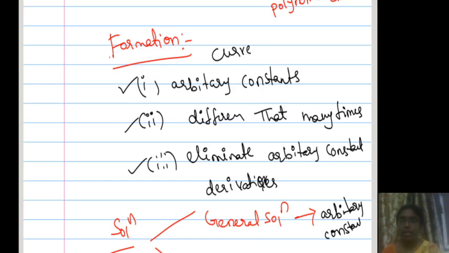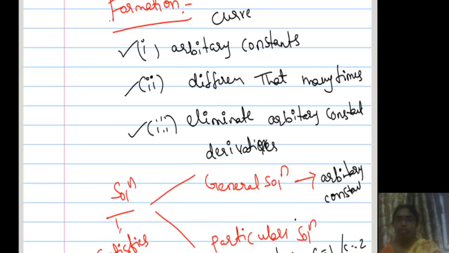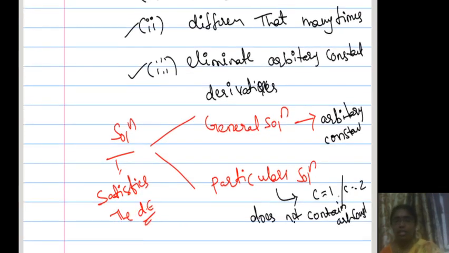If you give some particular values to the arbitrary constant in the general solution, you obtain a particular solution. A particular solution does not contain an arbitrary constant. For the arbitrary constants, we are giving some particular values. That's why I call it a particular solution. It is obtained from the general solution by substituting particular values for the arbitrary constants. This is what a particular solution is.